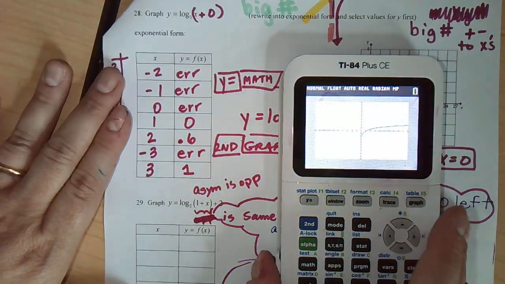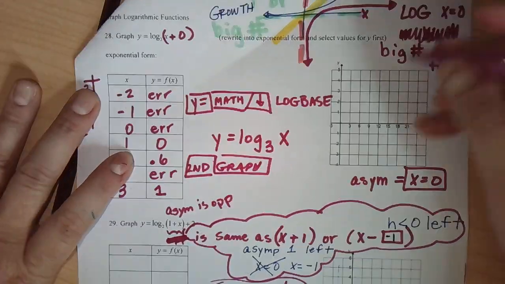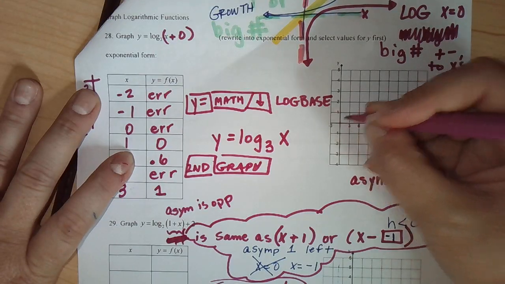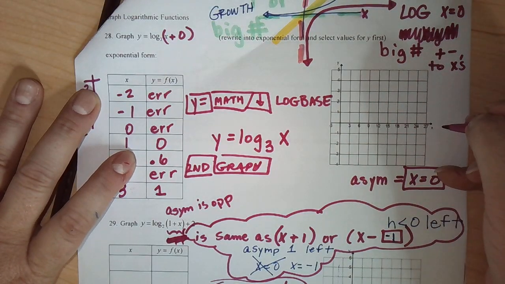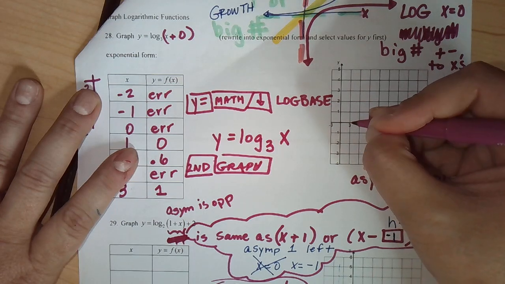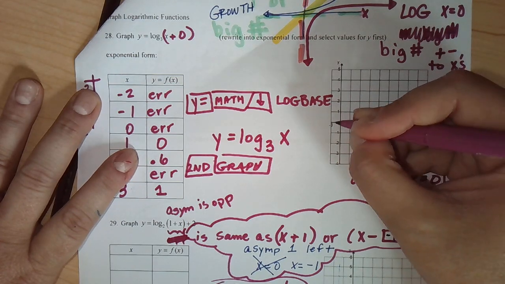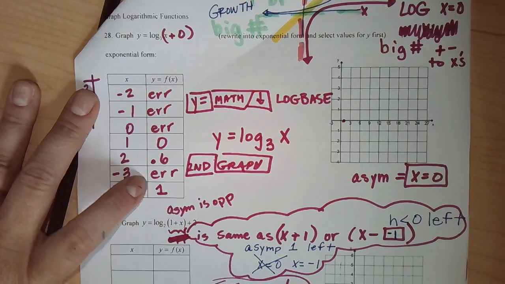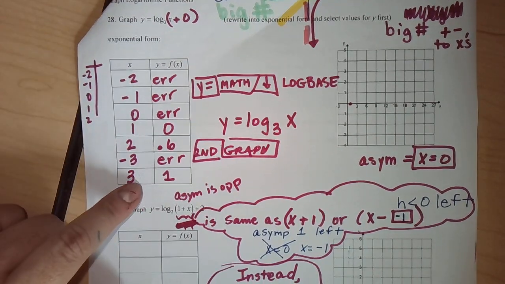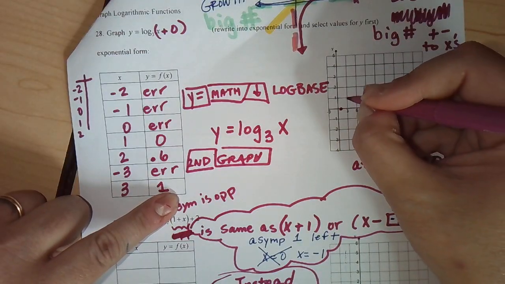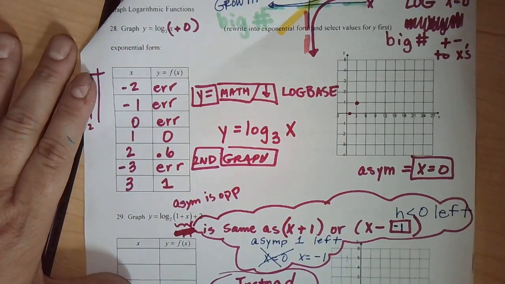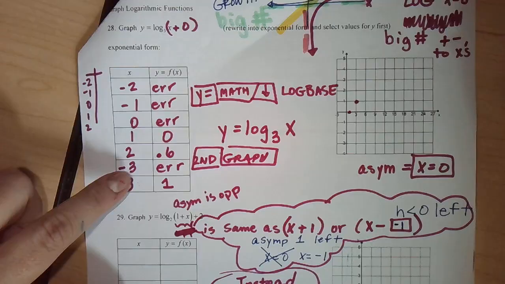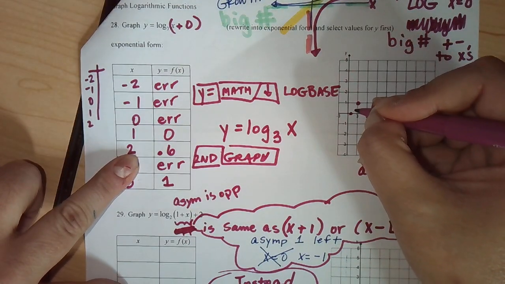Okay. So let's graph what we can. 1, 0, and see how the x's are being counted by 3's. Be careful. 1 is not all the way to this 3. 1 is like, yeah, okay. Then the next one we have, the good point, is 3, 1. Oh, 2, 0.6. Okay.